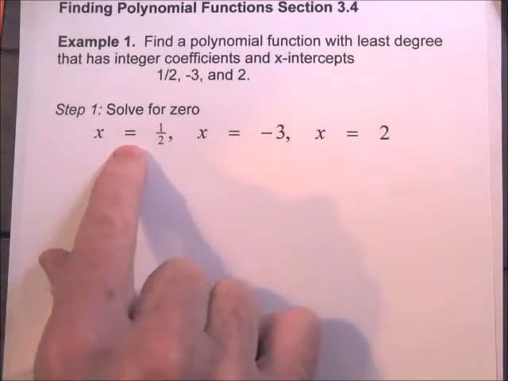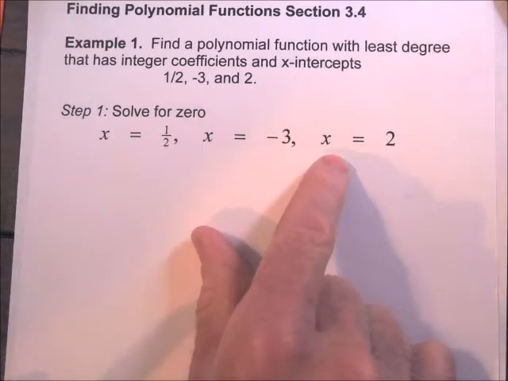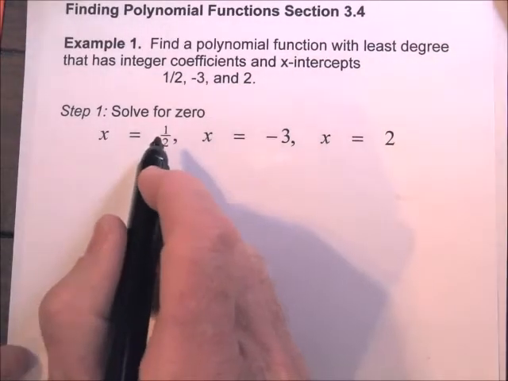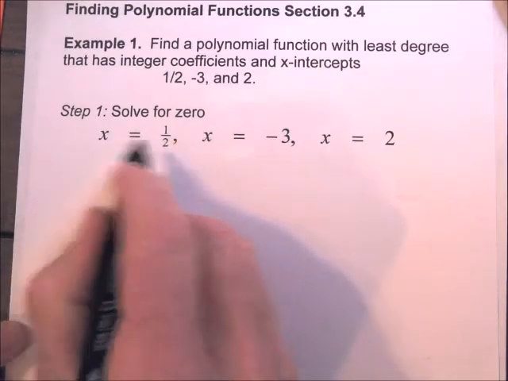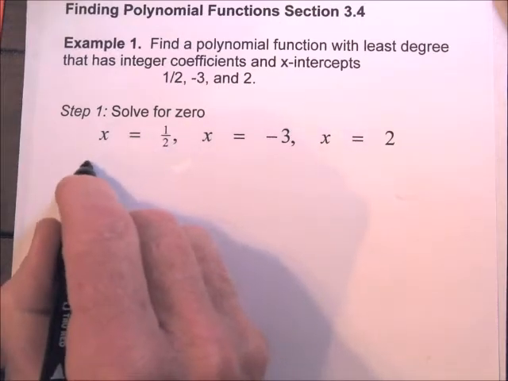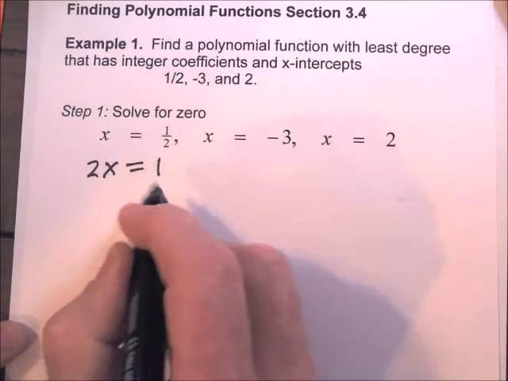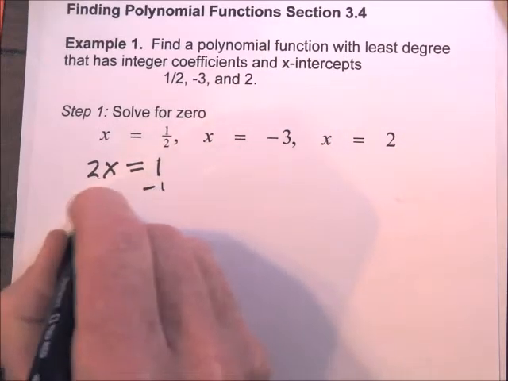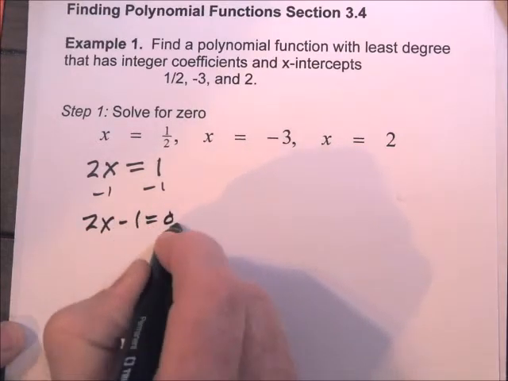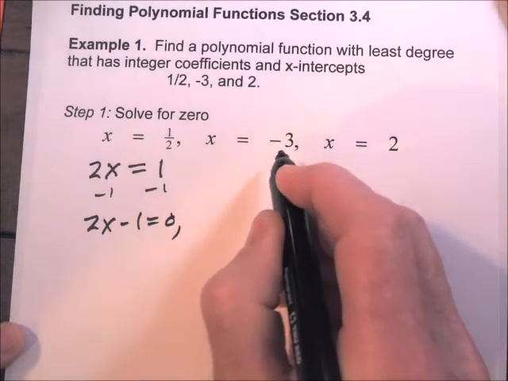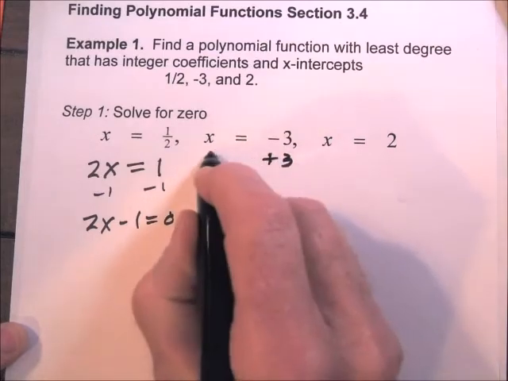We wrote the three x-intercepts here: x equal 1/2, x equal -3, x equal 2. So to get rid of the denominator, I can multiply both sides of the first equation by 2. And 2 times 1/2 is 1, so it'll give us 2x is equal to 1. And then we want to subtract 1 from both sides of the equal sign, and that gives us 2x minus 1 equals 0.